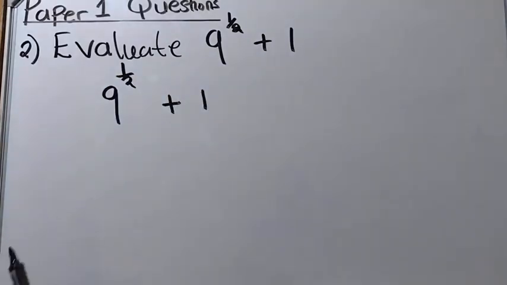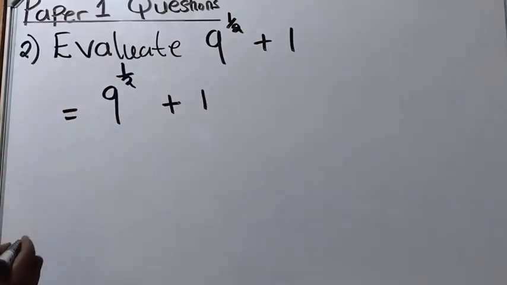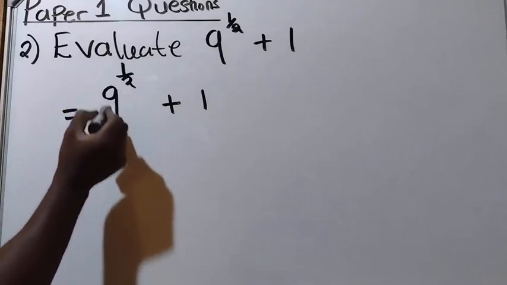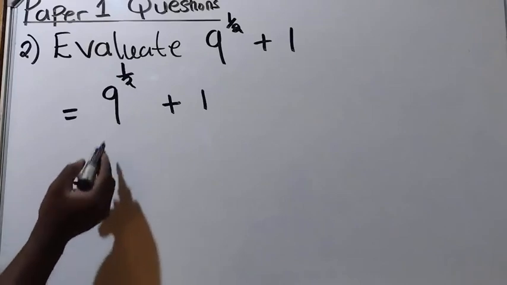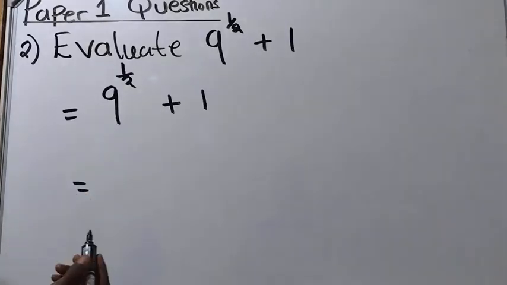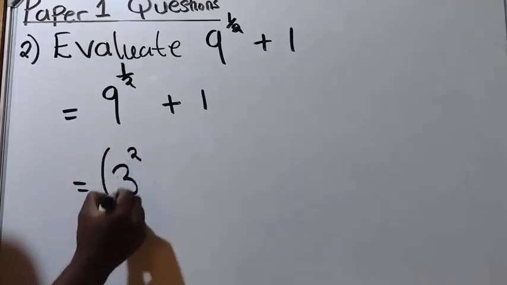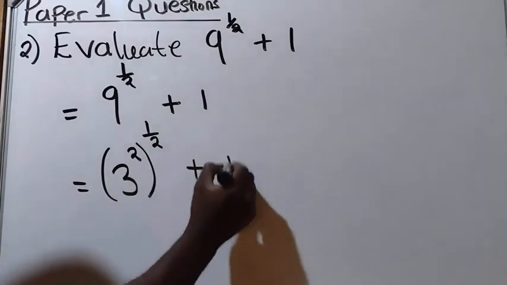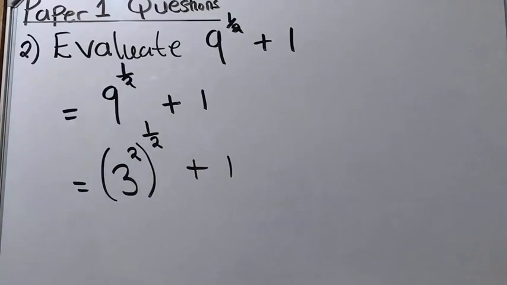So there are many different ways that you can answer this question. All right. So the first step that you can do is this 1 over 2, we understand that simply means the root of 9. If you don't want to use that method, you can write this 9 in index form, okay? Where you say 3 raised to the power of 2, okay? In brackets, then to the power half, plus 1. Because if you multiply 3 by itself 2 times, you are going to get 9. Then from here, what's next?